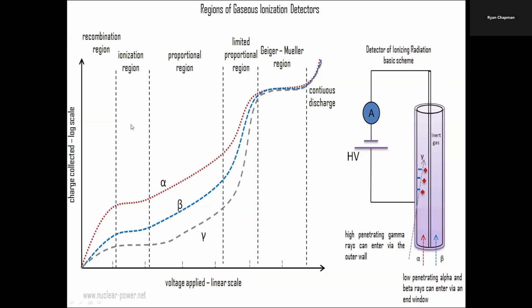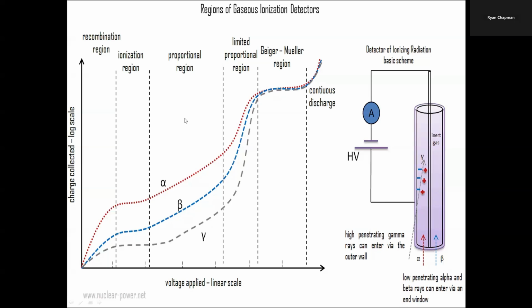When you add a little bit more voltage, you enter the ionization region. In this region, the voltage is sufficient for ion pairs to go to the electrodes, but there are no secondary ionizations. So the radiation will come in, ionize the gas. Those ions will go to the cathode and anode, and you will get an output signal.